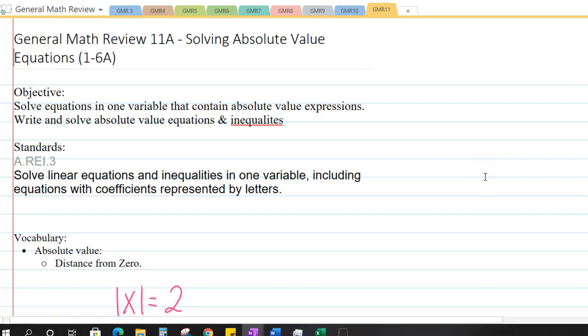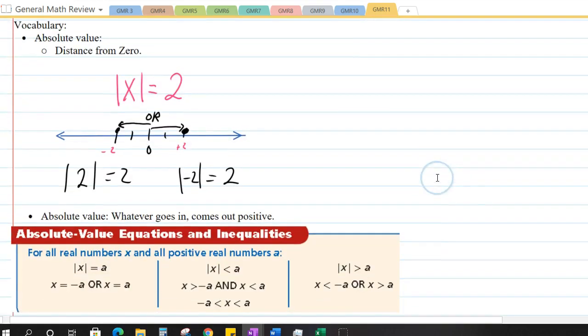Today we're going to solve absolute value equations. An absolute value is the distance from 0. If I look at a number line, I have the absolute value of x is equal to 2. What that means is that I can go to the positive 2 or I can go to the negative 2. So we don't know if that x was a positive 2 or a negative 2.